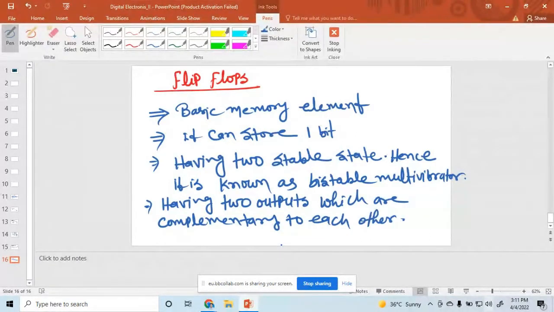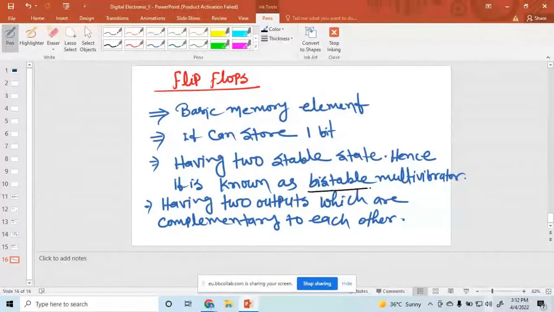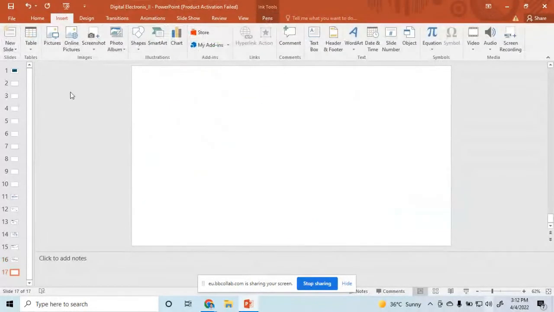So a flip flop has two stable states, meaning one stable state is zero and the other is one. That's why it is called a bistable multivibrator: because it has two stable states and two outputs that are complements of each other.